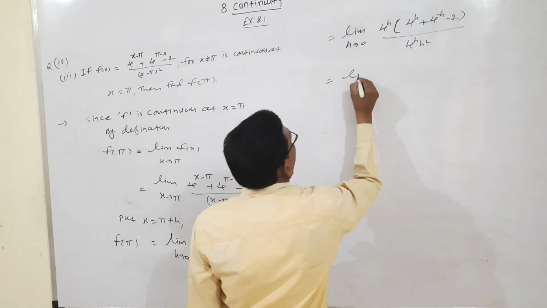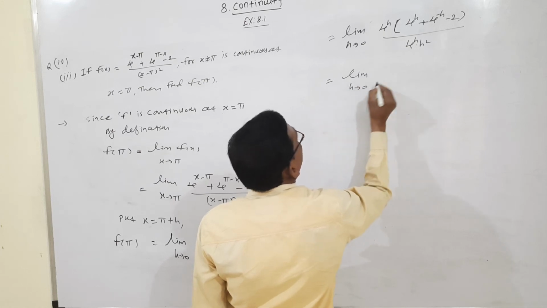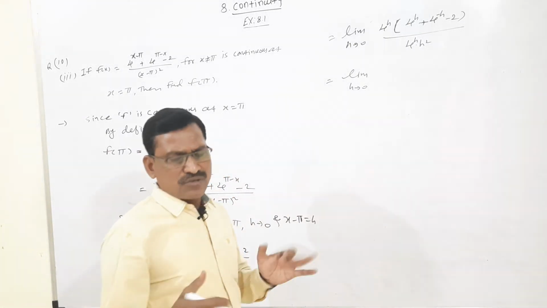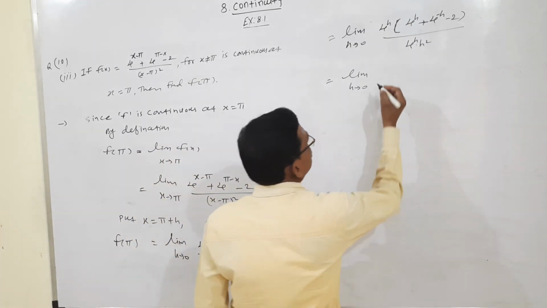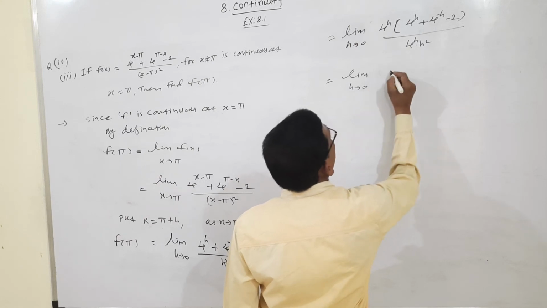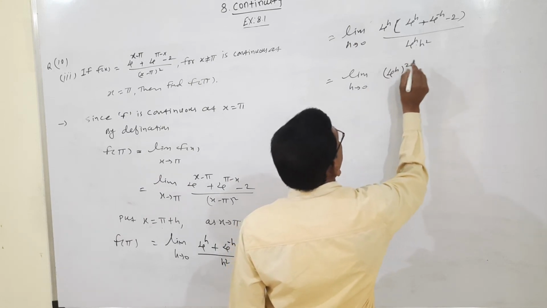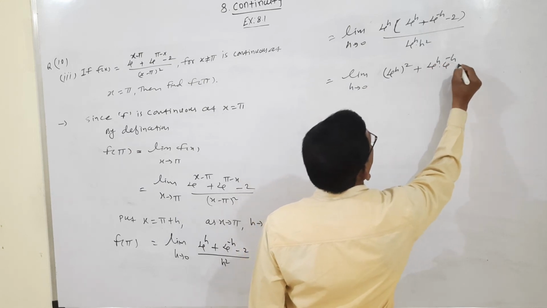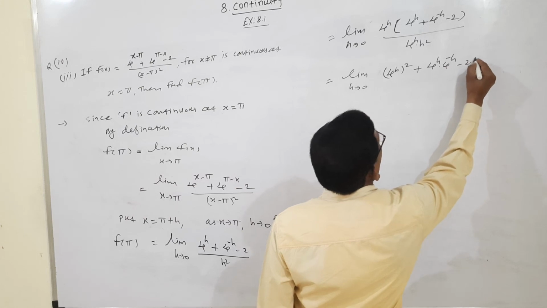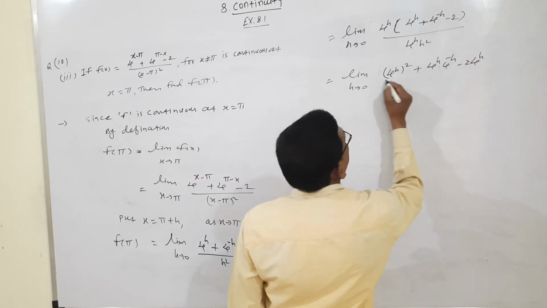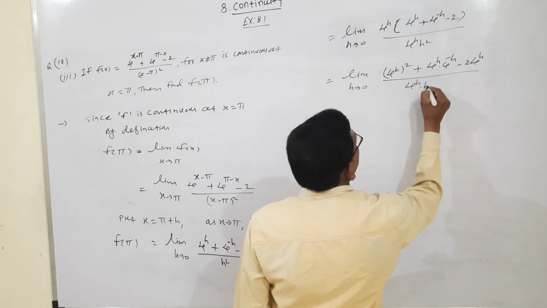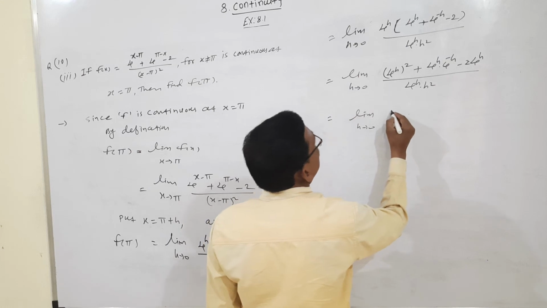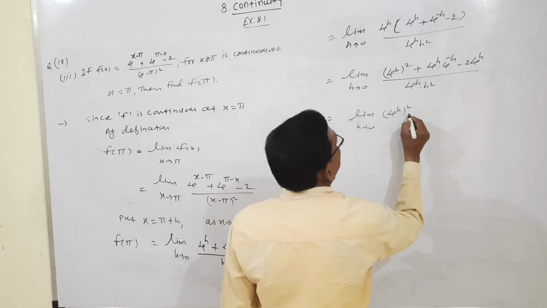So now we multiply each and every term. Here 4 raised to h into 4 raised to h, like x into x is x square, so it is 4 raised to h whole square, plus 4 raised to h into 4 raised to minus h, minus 2 into 4 raised to h, divided by 4 raised to h into h square. And so therefore, h tends to 0, it is 4 raised to h whole square.